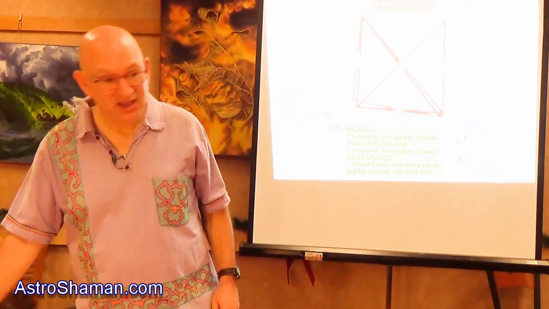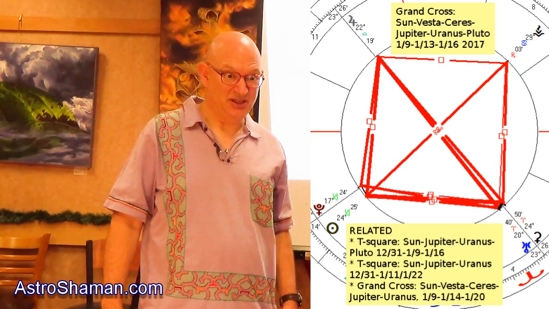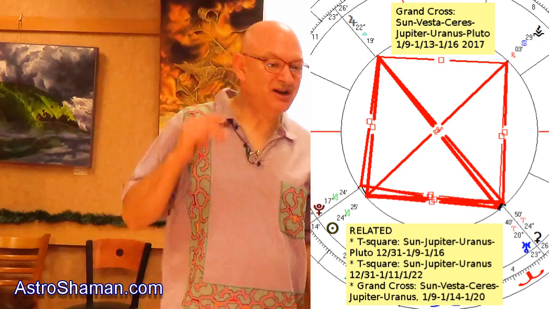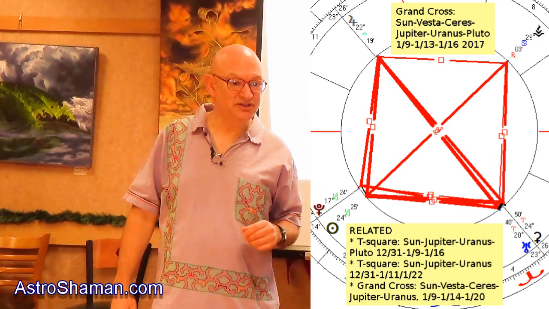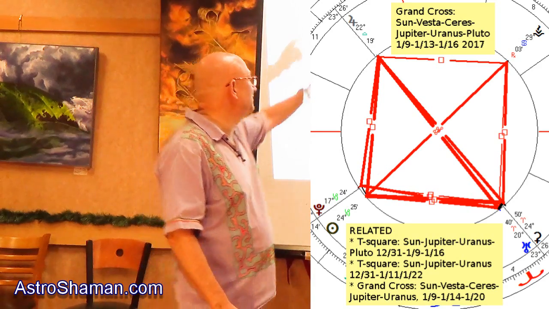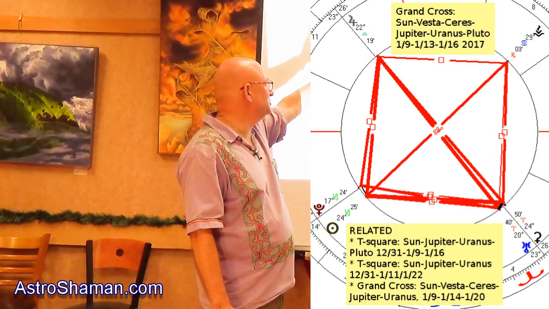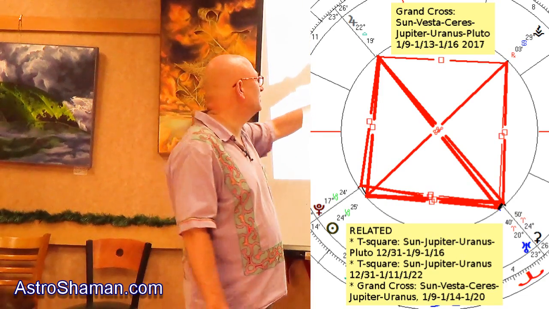So this is a grand cross with a lot of planets. Sun, Vesta, Ceres, Jupiter, Uranus, and Pluto. It's a relatively short one. It starts, when I've given the 3 dates here, like 1/9, 1/13, 1/16, the first date is when it begins, the second date is when it peaks, and the last date is when it is done, using the orbs I'm using, okay?